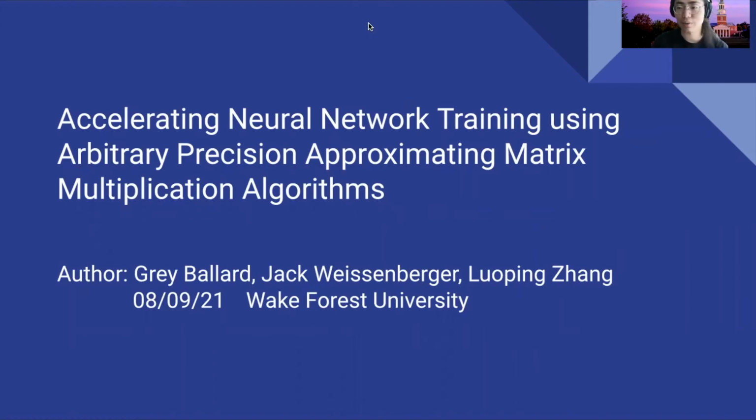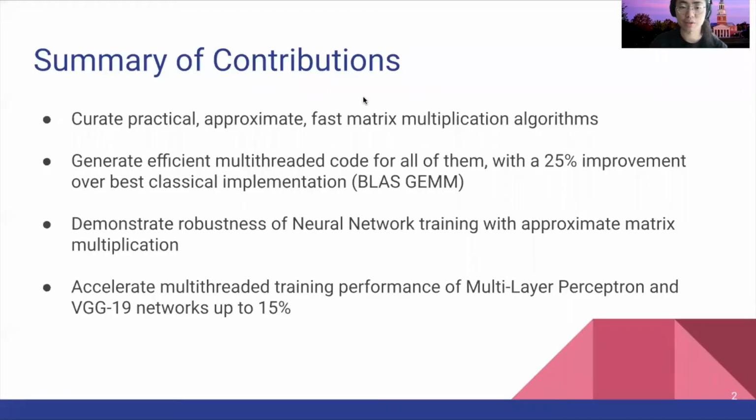And today, Jack and I will talk about our topic, "Doing Work with Scripts: Accelerating Neural Network Training Using Arbitrary Precision Approximating Matrix Multiplication Algorithms." In our project, we curate practical, approximate, and fast matrix multiplication algorithms. We also generate efficient multi-threaded code for all of them, and they provide a 25% improvement. We also show neural network training is robust toward the error produced by the approximate algorithms. And lastly, we accelerate the multi-threaded training performance of different neural network models by up to 15%.